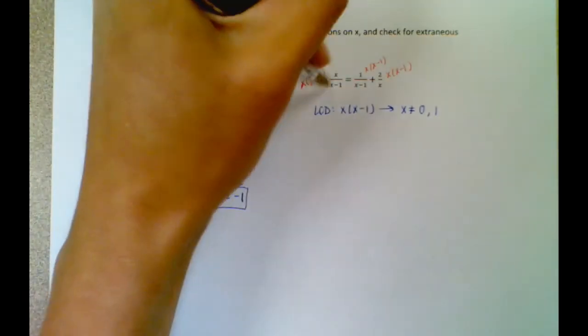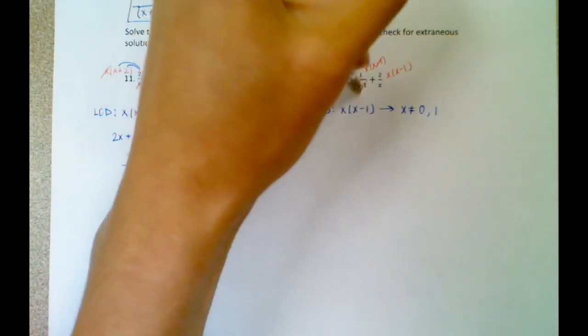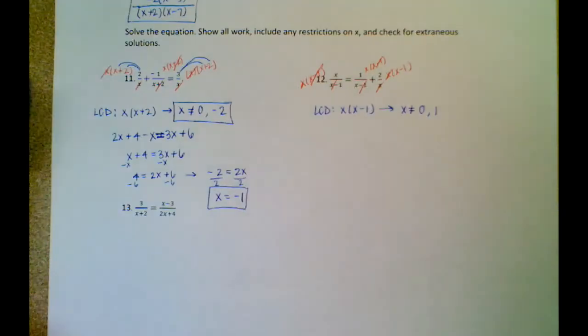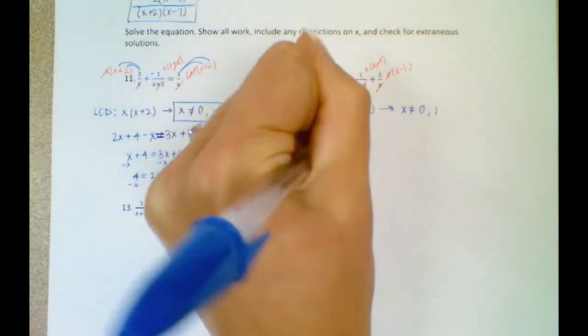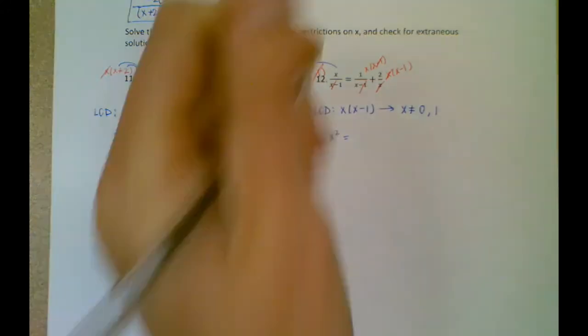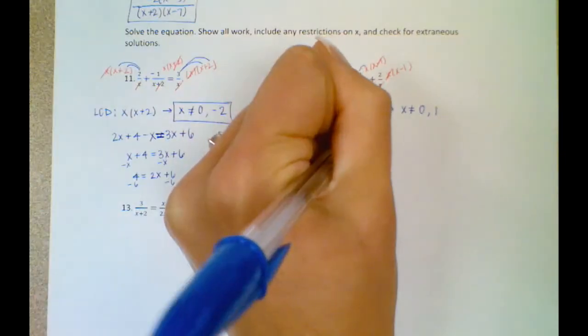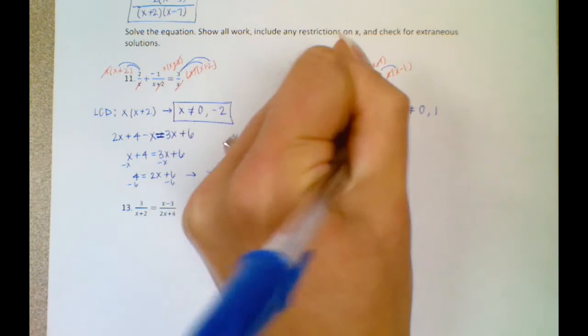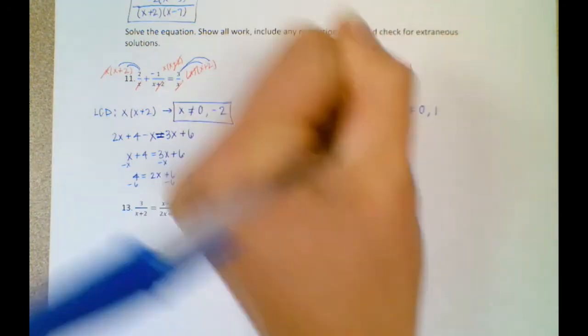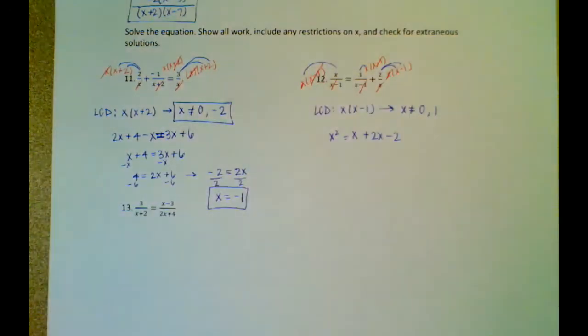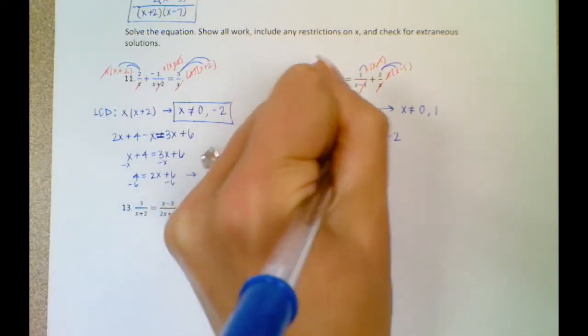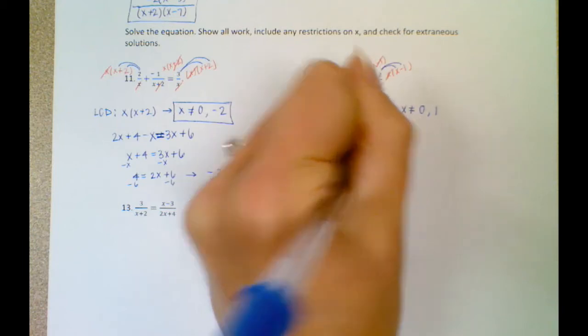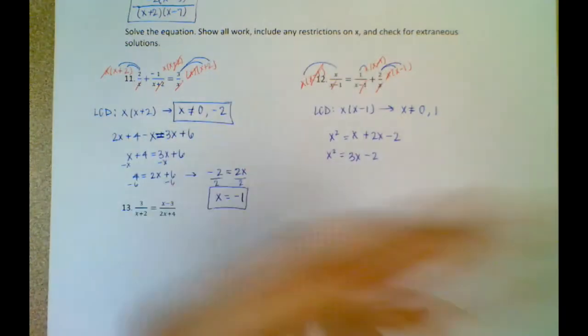Alright, so the x minus 1s are gone. X is gone. Alright, so I've got x times x is x squared equals 1x. So that's just x. And then plus 2x minus 2. Okay? And then I get x squared equals 3x minus 2. X plus 2x is 3x.